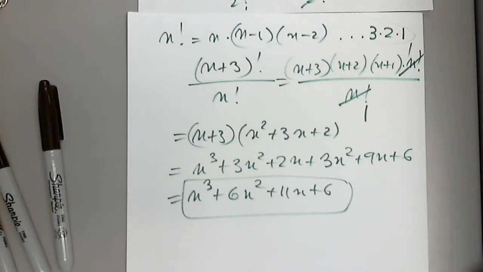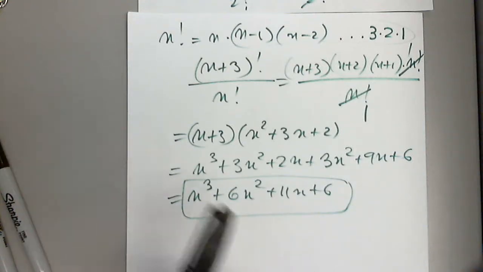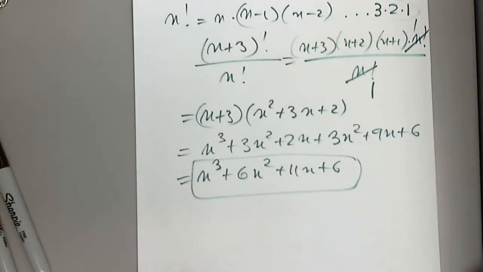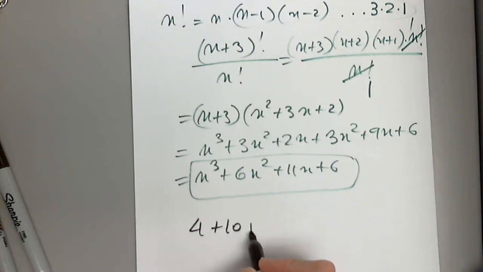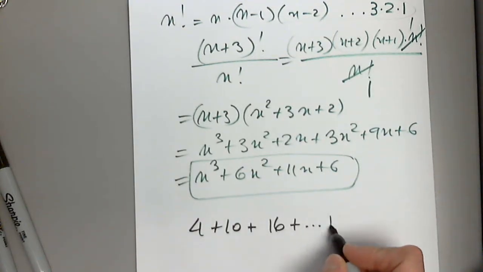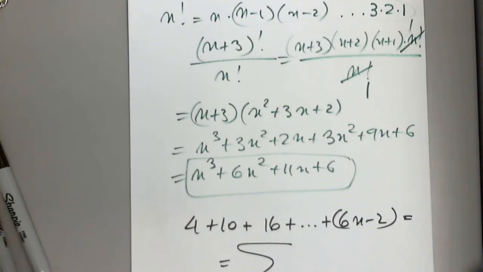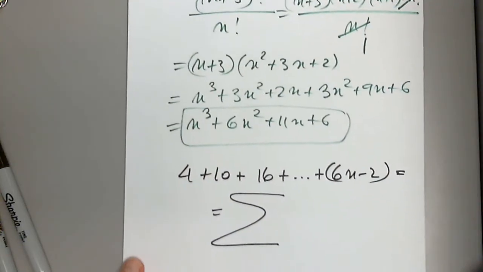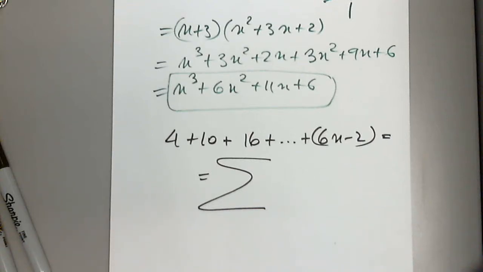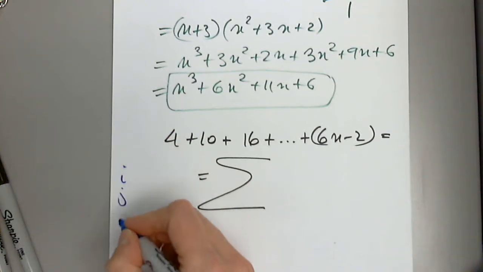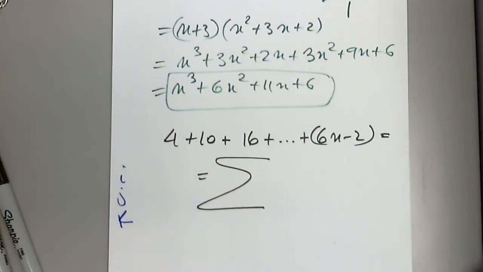What is the next one? Oh yes, so we are given a bunch of summations or terms. So we have 4 plus 10 plus 16 plus dot dot dot plus 6n minus 2, and they tell us write the condensed form with the summation or sigma notation. You can use any index you want. In other words, you can use I, you can use J, you can use K. It's up to you.